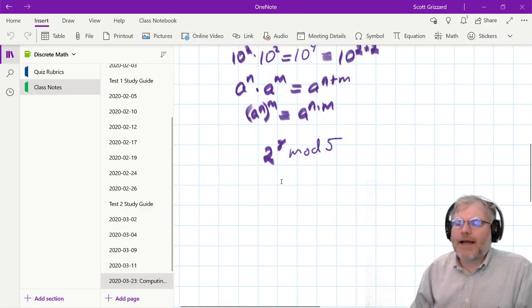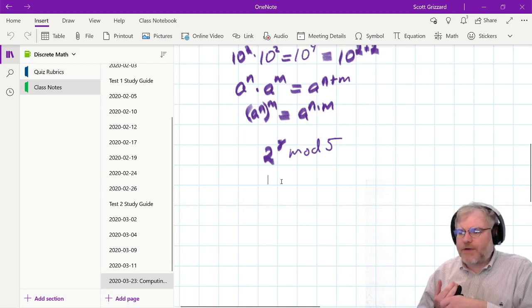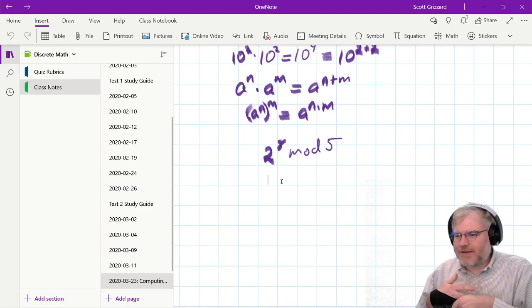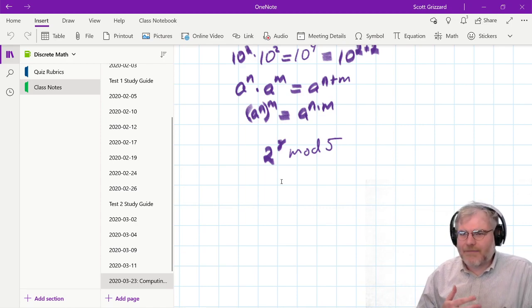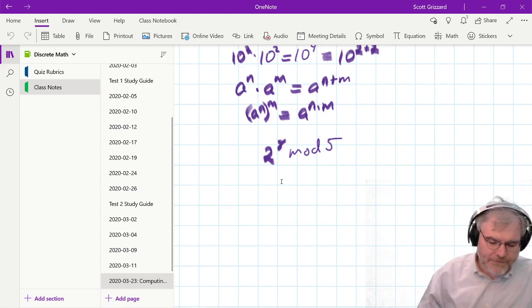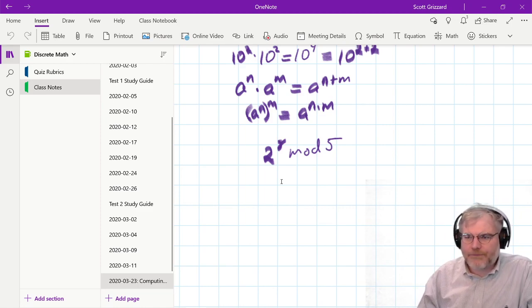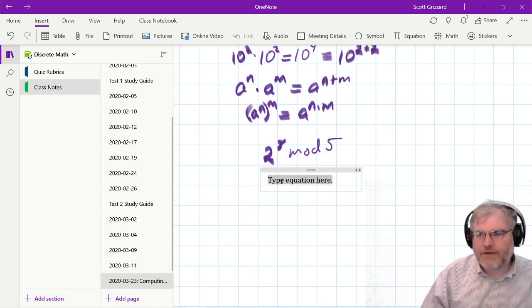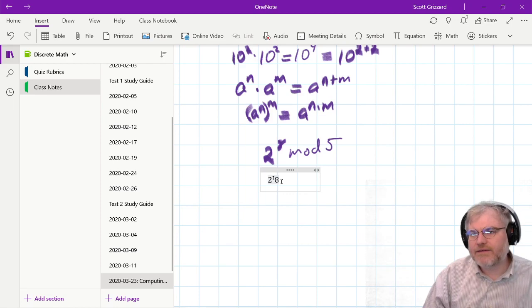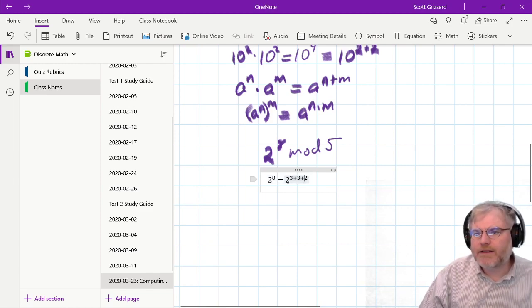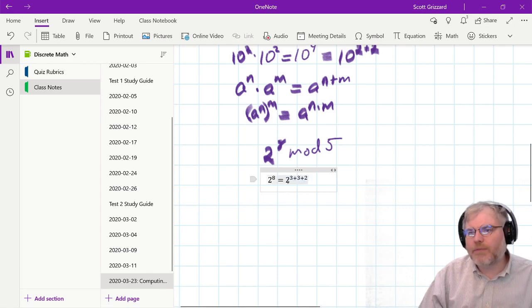There we go. Okay, so instead of computing 2 to the 8 mod 5, instead of computing all of this stuff, I know what 2 cubed is. Is everyone on board with that? So I know that 2 to the 8th equals 2 cubed, 2 to the 3 plus 3 plus 2. Sorry, I want 8, don't I? Yes, 3 plus 3 plus 2.